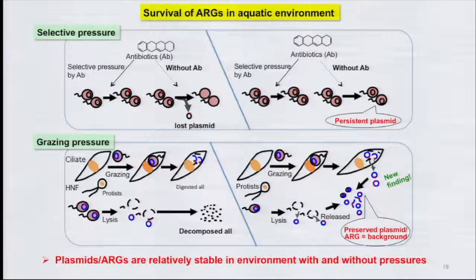So here I summarize the two pressures. If you have a selection pressure case here, and then usually if you do not have the selection pressure, some plasmid is lost. But in our case, if you have a plasmid with PAR-AB gene, the plasmid is retained. Okay. Plasmid persists in the community, even without antibiotic selection pressure. In case of grazing pressure, until now, this is common sense: if the protist grazes the bacteria, all organic matters are decomposed. But our experiment shows that some antibiotic resistance genes, plasmids, survive after grazing, after digestion. So the plasmids are relatively stable in the environment with and without pressures.